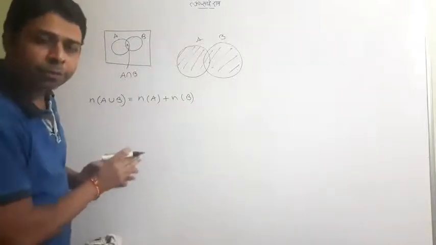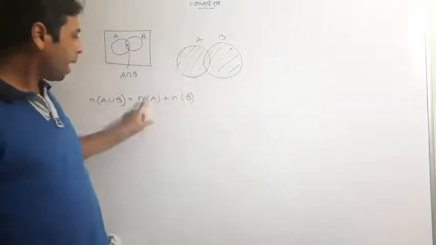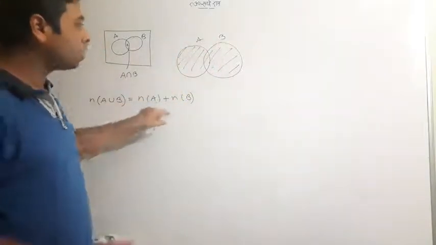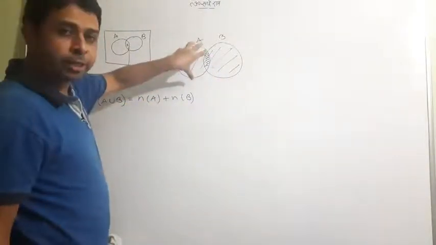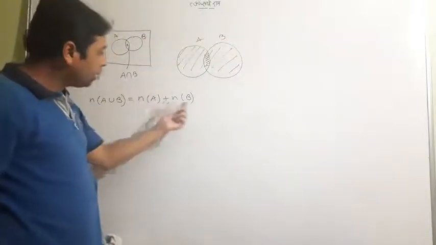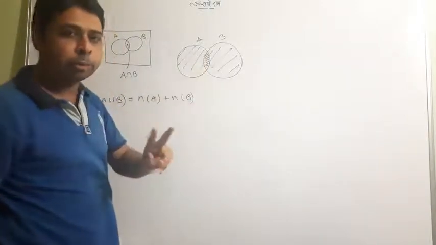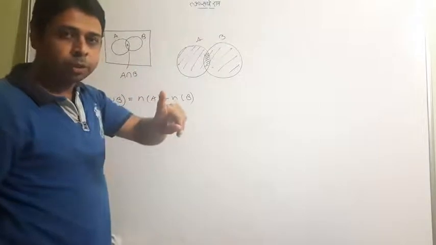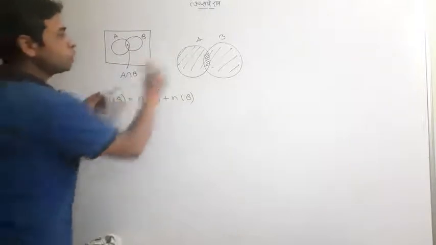Just see carefully what I have written. A union B was the whole. n of A is this, n of B is this. Now, if you see the addition of these two, the common portion has been added 2 times. n of A was complete, n of B was complete. But if you observe the common region, while adding n of A plus n of B, this portion has been added 2 times. So you have to subtract 1 time, because you want n of A union B, which means the whole.